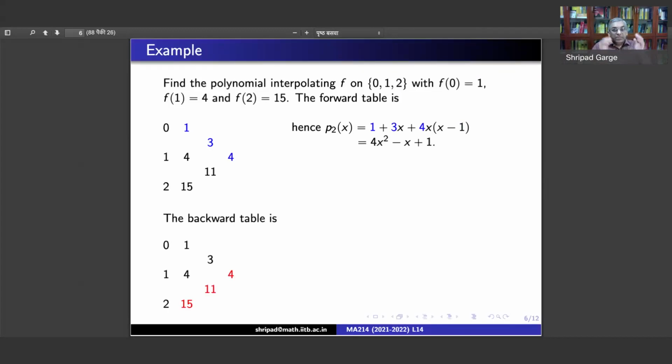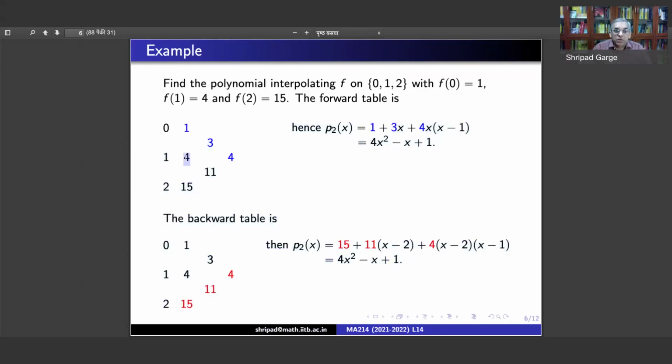The backward table is the same table. We will be taking the backward values. So here the polynomial will be 15 plus 11 into x minus 2, because we are taking the backward values. The first divided difference is f of x2, so this will be 11 into x minus 2, and then it will be 4 into x minus 2, x minus 1. You can again compute, the value has to be the same polynomial, and it is indeed 4x squared minus x plus 1. So both the backward and forward way will give you the same thing. You could have also done it by looking at f of x1 here first, 4, and then you would go to f of x1 x0.